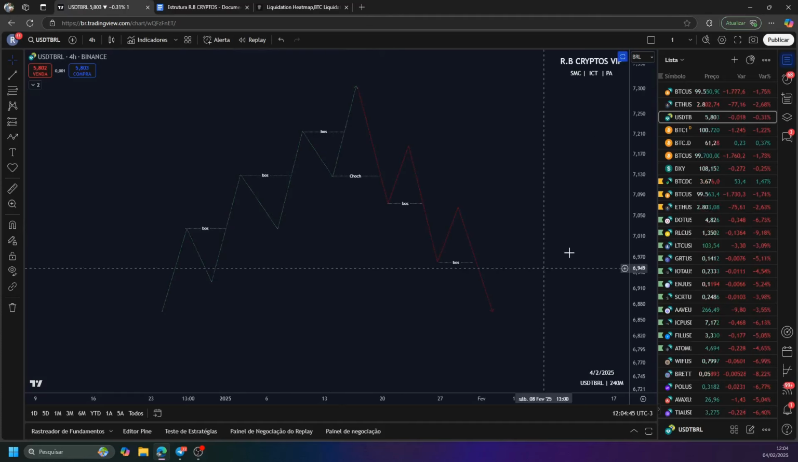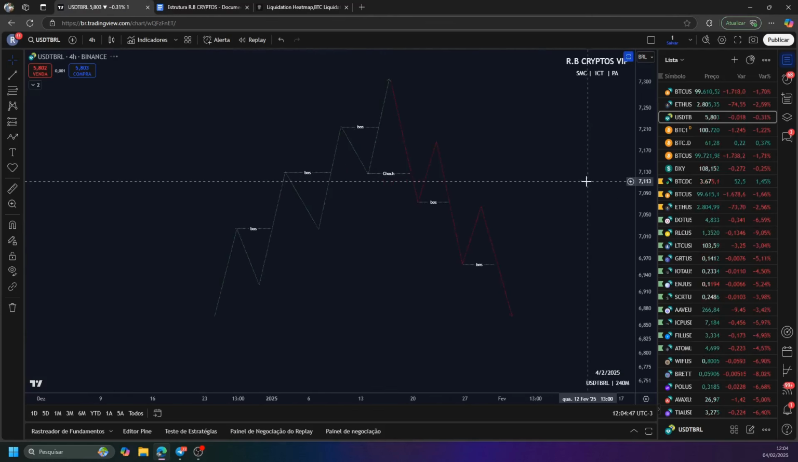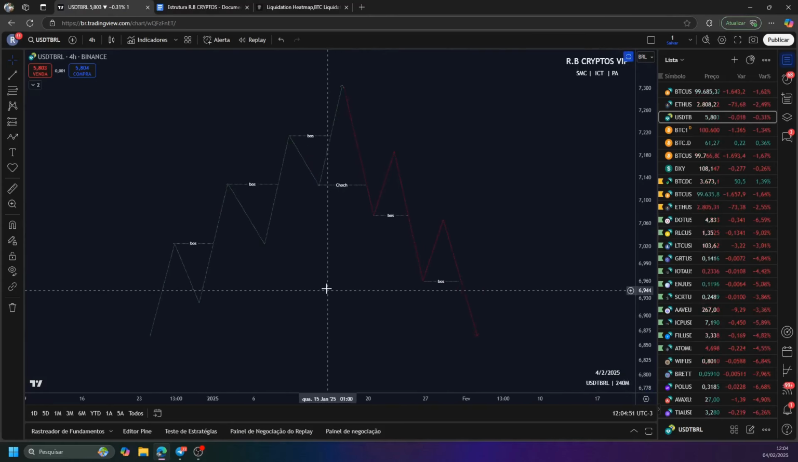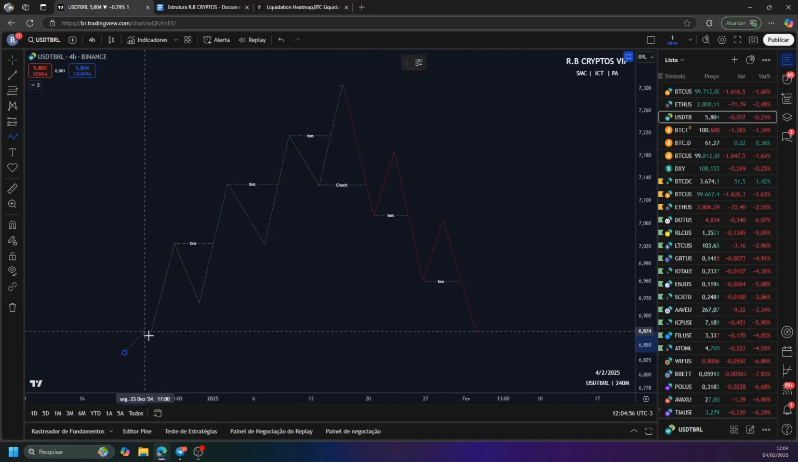In the chart here, I put a drawn example, which is much easier for you to understand when looking at this. What happens? The market started the movement from here and formed a peak. It formed a low, broke the last high. So we have a BoS. Let's suppose we have a bullish structure and we had this first BoS.